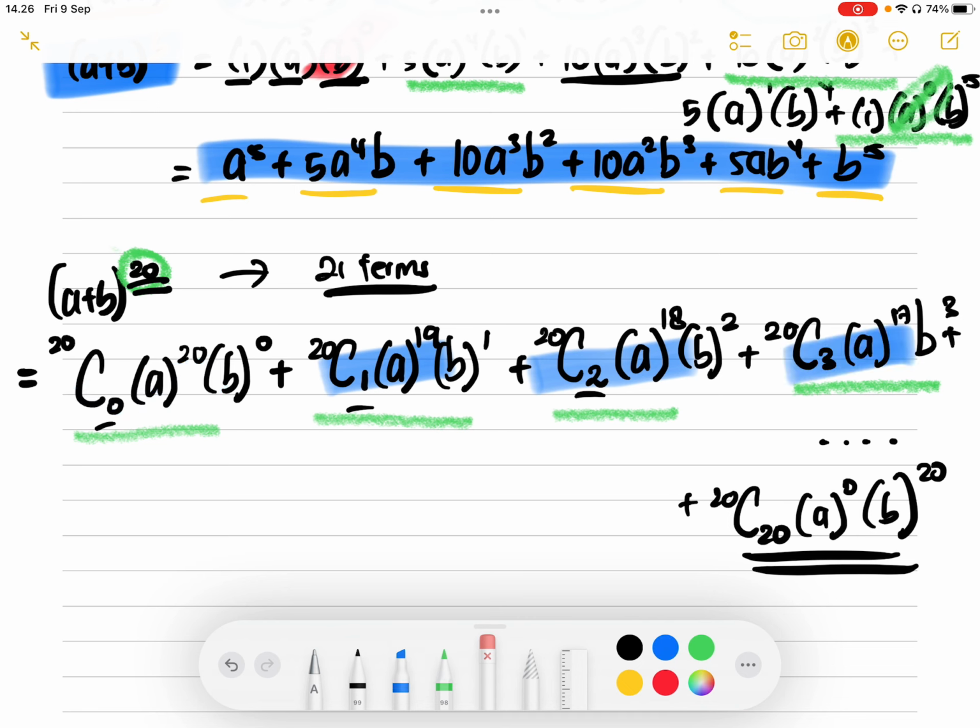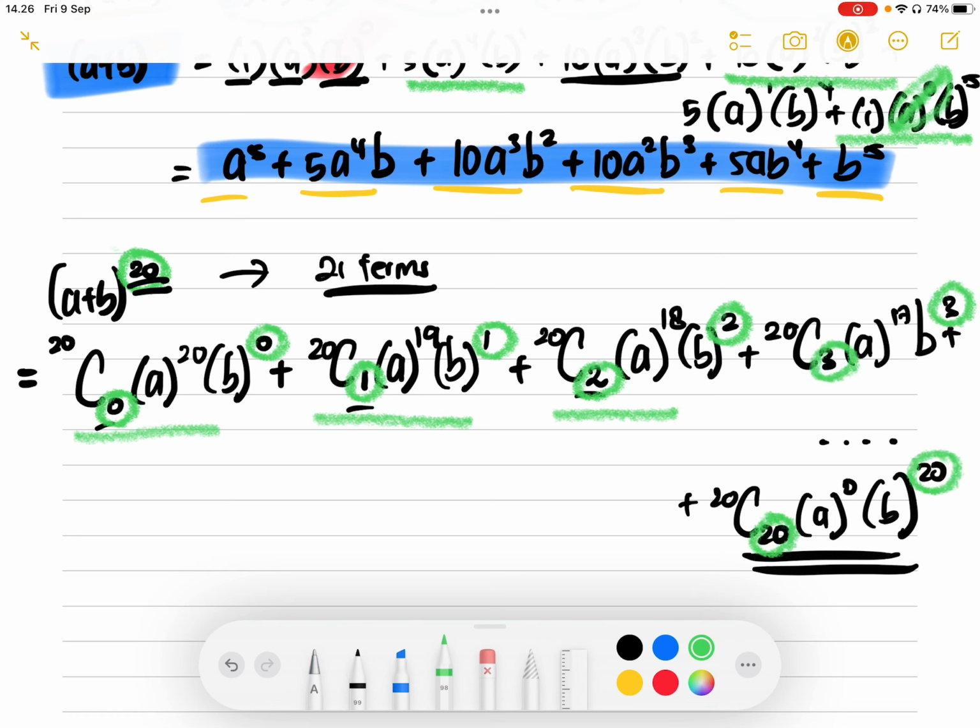If you pay attention to the detail, these and these are always the same. If this one is 1, this one is 1. If this one is 2, this one is 2. If this one is 3, this one is 3. This one is 20, this one is 20. And when we add up the powers, the sum of this and this will always be 20. The sum of 18 and 2 is always 20, and 17 and 3 is always 20, according to the index.